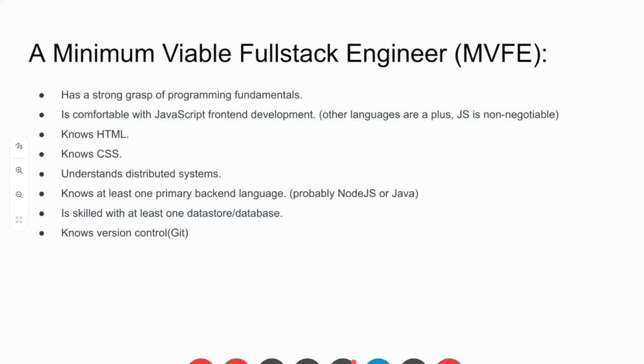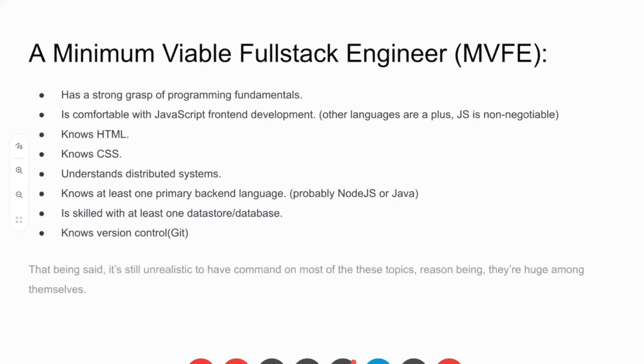And also you should do this in a manner that you are able to maintain your code properly. And that is where the version control side of it kicks in. So if you really look at it, it's still unrealistic for someone to have command on all of these aspects. And the reason is they're huge among themselves, right? I mean, each of these topics, though it's a bulleted list, it's an ocean of knowledge among each of these items in this list. So I would pause for a moment here and take up any questions if there are. Otherwise, we can move forward.